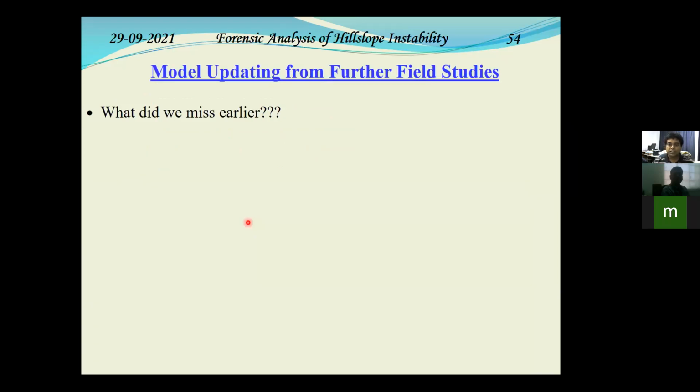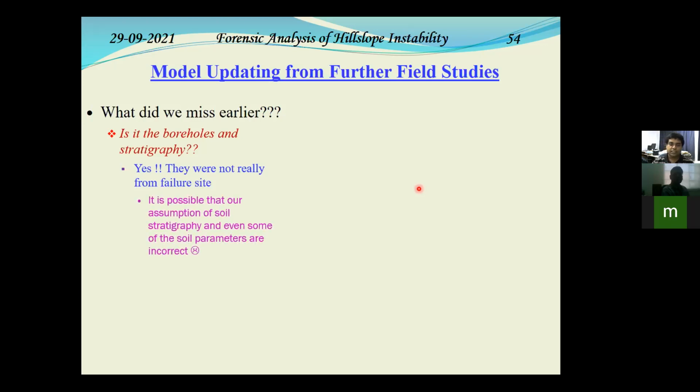One very important thing we missed definitely is the borehole. There were no boreholes on the slope face or on the landslide site. So whatever we used earlier was from the crest, from nearby locations in the plant area. So they might not be working to give us a proper indication of the displacement. Since we were taking a different borehole, not really from the failure site, it might have happened that the stratigraphy is not being followed, or even the soil parameters which we were taking may not be well reflected.